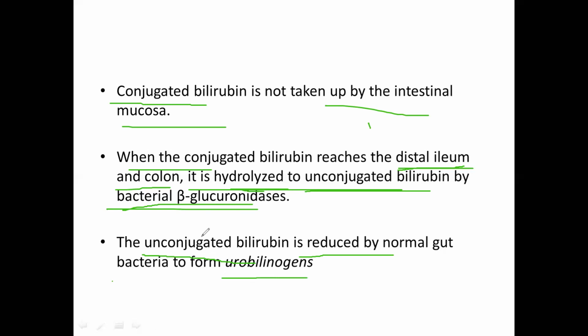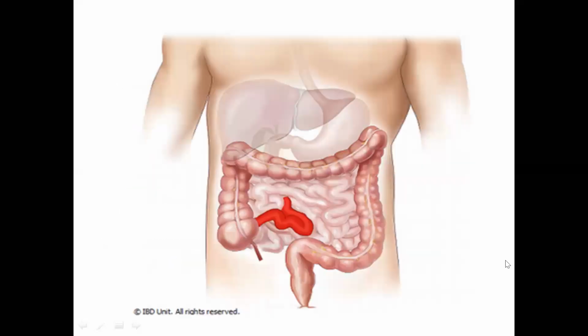Means what is happening here? First there was conjugation of bilirubin in the liver. This conjugated bilirubin was hydrolyzed to the unconjugated bilirubin, and now this unconjugated bilirubin is reduced to the urobilinogens by normal gut bacteria. This diagram just shows the distal ileum, where this reaction is happening.